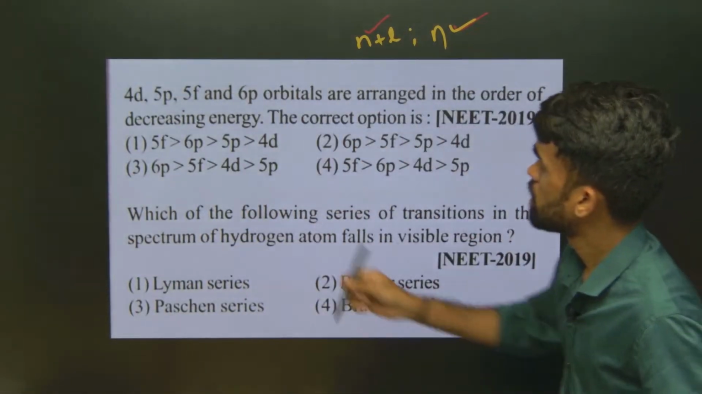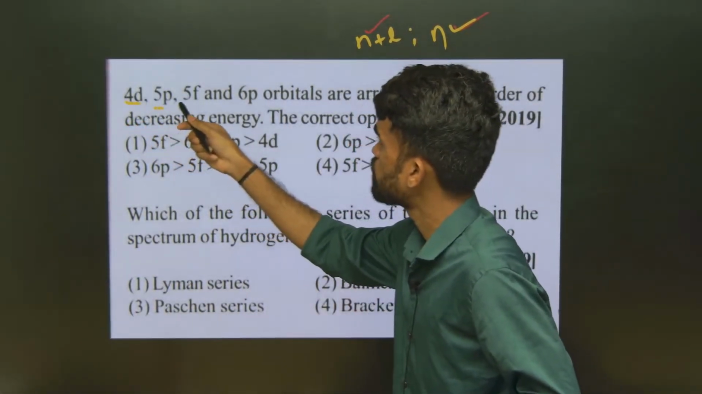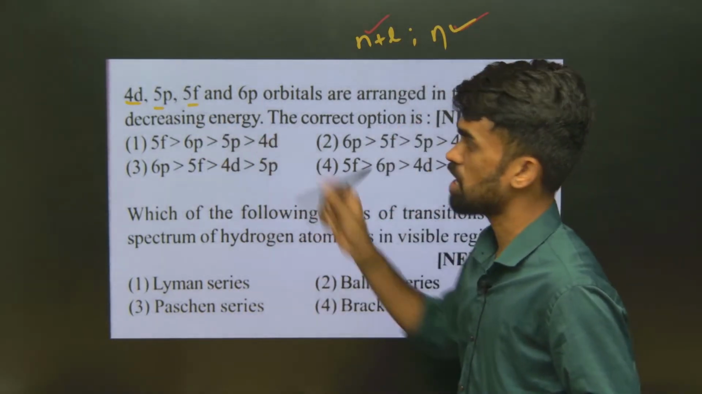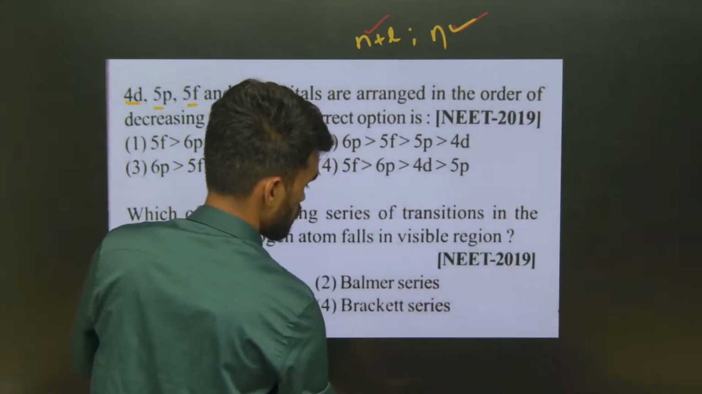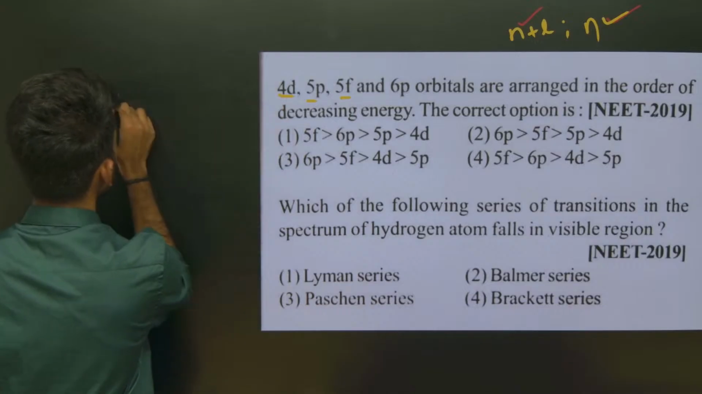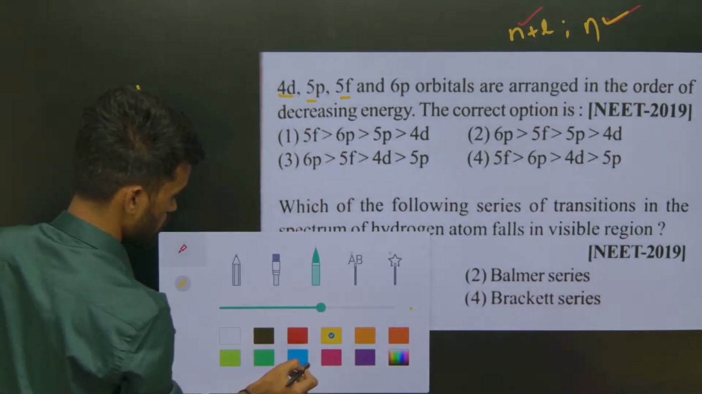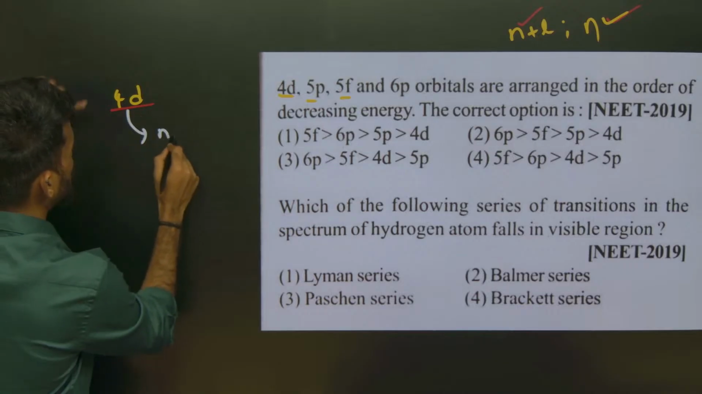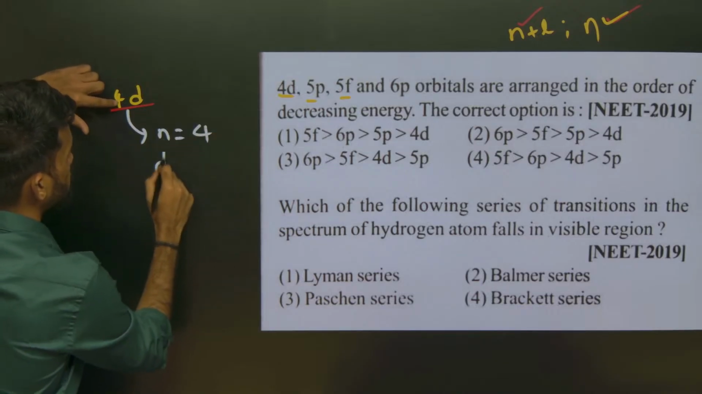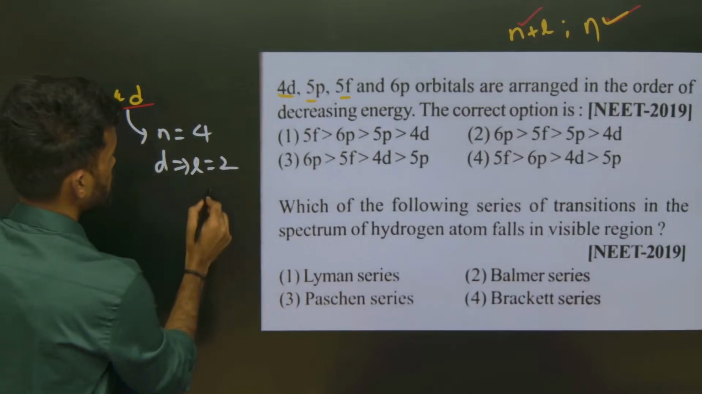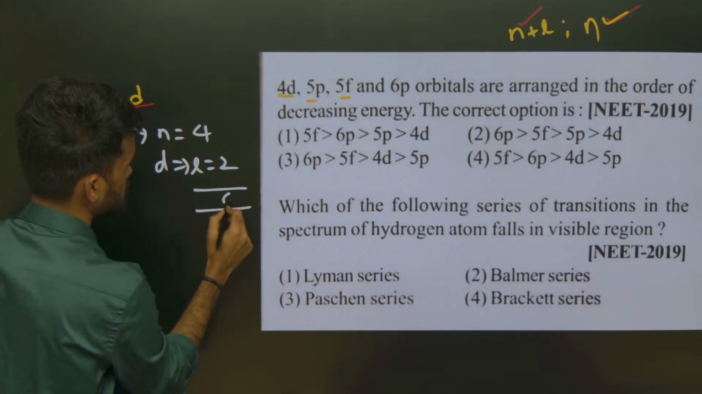So tell me here. So we have 4D, 5F, 5P like this now. So arrange them based on their decreasing order. See, for 4D, they have mentioned, N value here is 4. What about D, L value? D will be having 2, right? Okay. So total sum is N plus L is 6 for 4D.